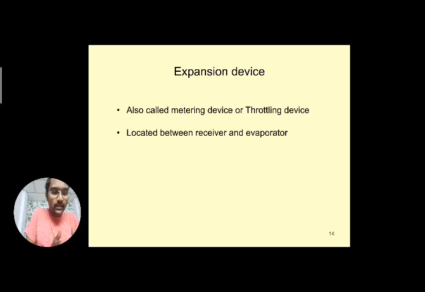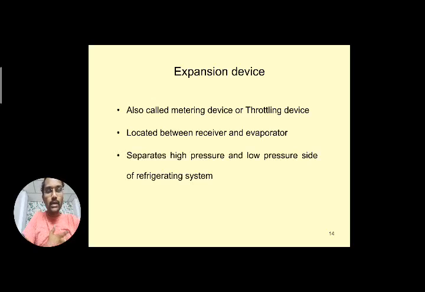To collect the high pressure liquid refrigerant coming from the condenser, a component called a receiver is placed there, just for collecting purposes. After the receiver, the main component, the expansion device, is placed before the evaporator. So it is placed between the receiver and evaporator, or in some cases directly between the condenser and the evaporator. It separates the high pressure and low pressure sides of the refrigerating system.